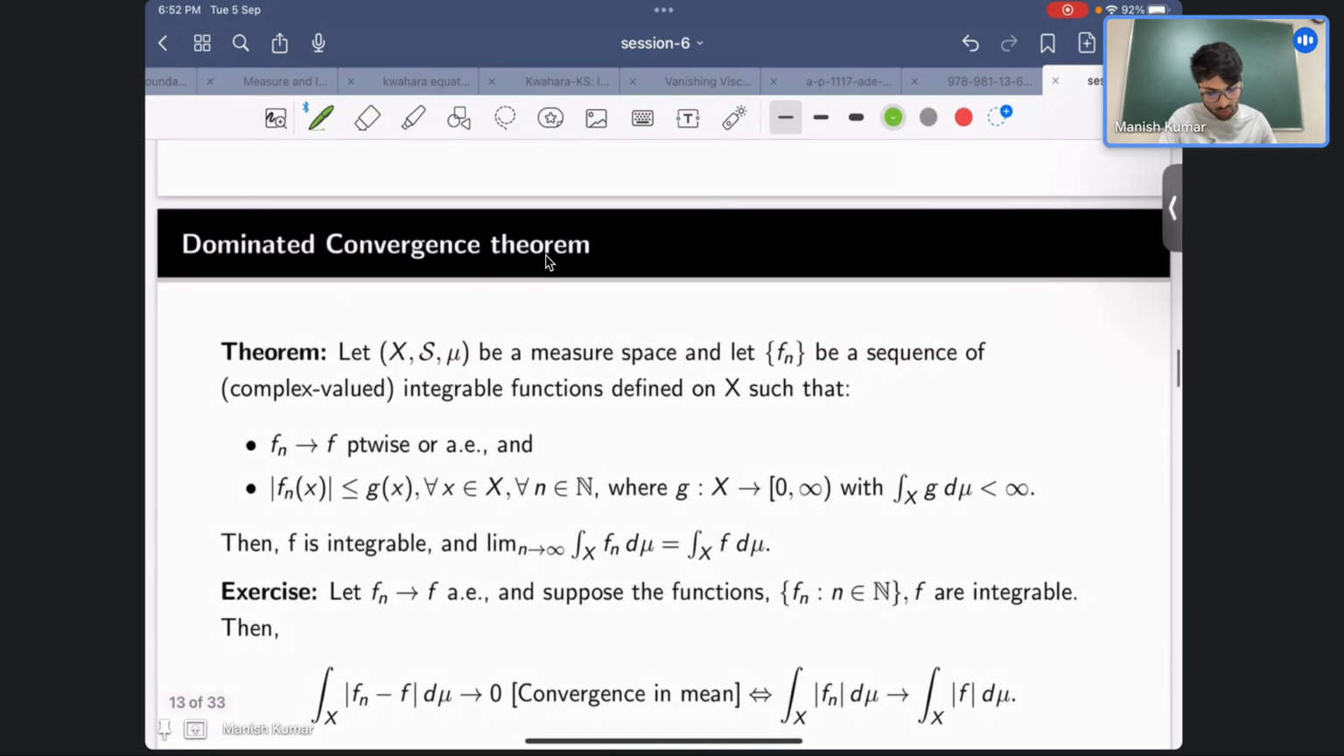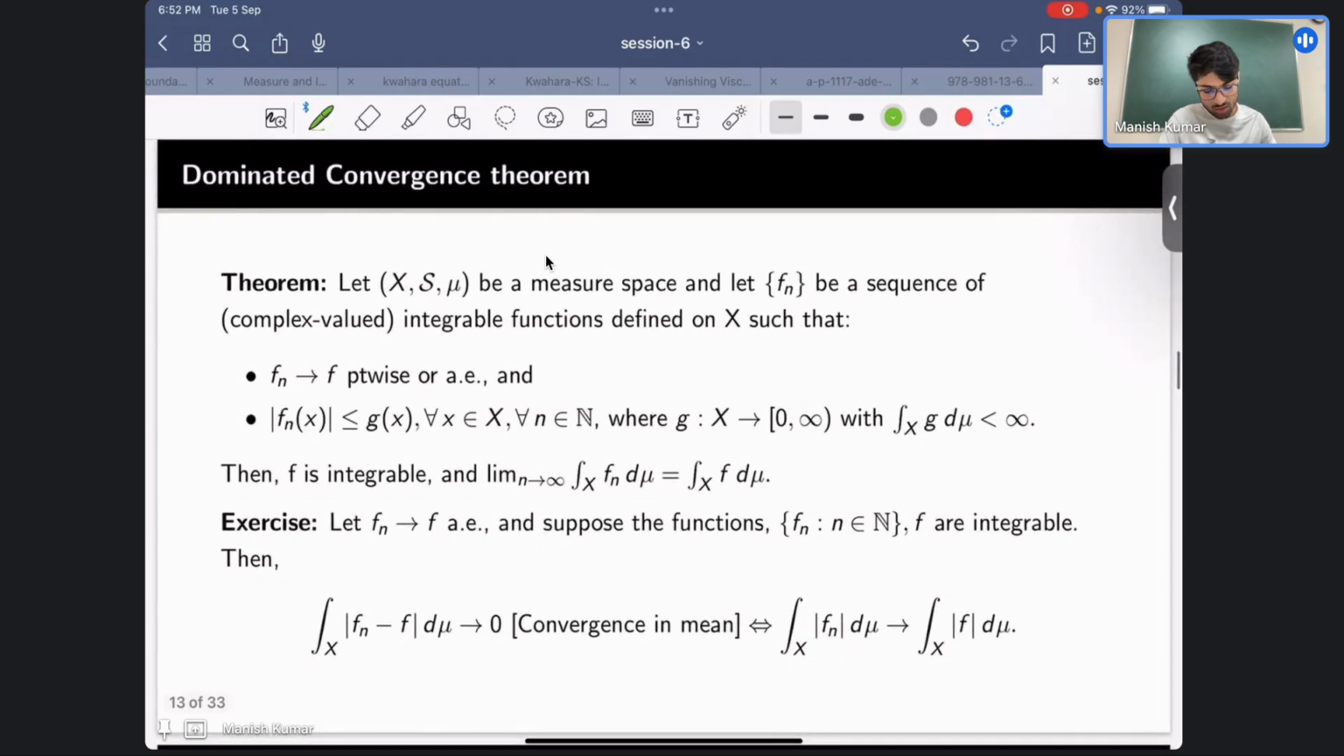Okay, so you learned this DCT, the dominated convergence theorem, right? Till now you have just learned one convergence theorem, which is the monotone convergence theorem, and then one very important lemma, Fatou's lemma. And this is the third convergence theorem, which deals with a sequence of functions and interchanging of limits and integrals.